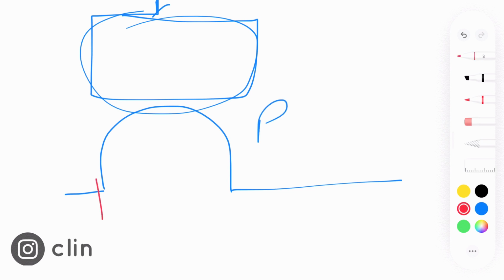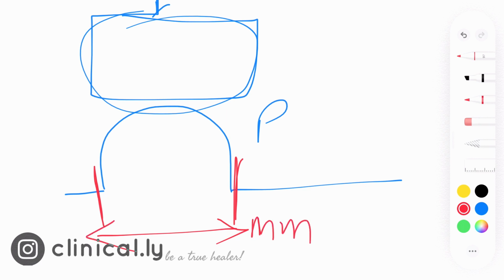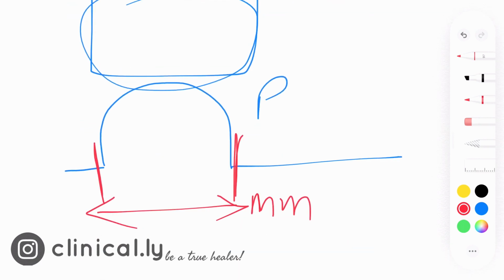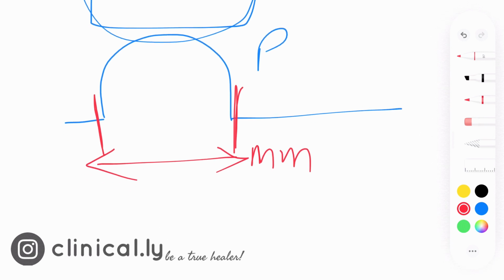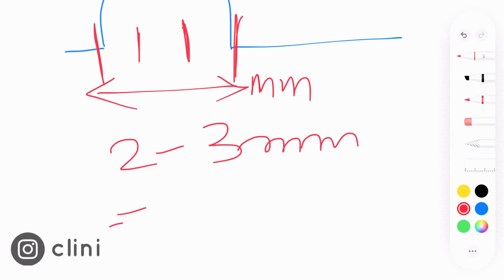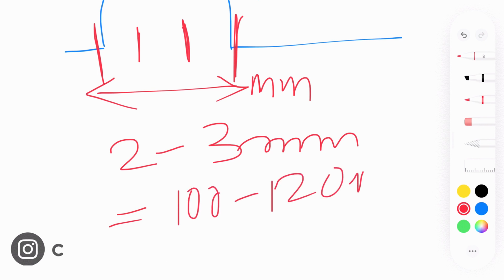which is causing the deformation on the isoelectric baseline of the ECG, and we are calling it the P wave. In order to determine the width of the P wave in millimeters, we need to calculate how many millimeters it is on the x-axis with the help of the graph. Normally it is 2 to 3 millimeters, which corresponds to a timing of 100 to 120 milliseconds.